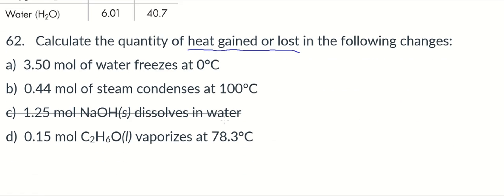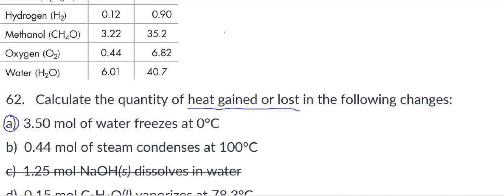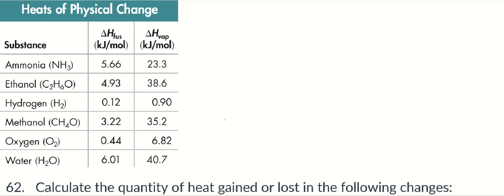Let's go with A. This is water freezing, and freezing is when liquid goes to solid, but we are given the heat of fusion, which is melting. So heat of fusion is from solid to liquid. It's how much energy is required to melt 1 mole of these substances. So if you want to flip that, you just flip the sign. So instead of 6.01, it would be negative 6.01 because going from liquid to a solid is exothermic.